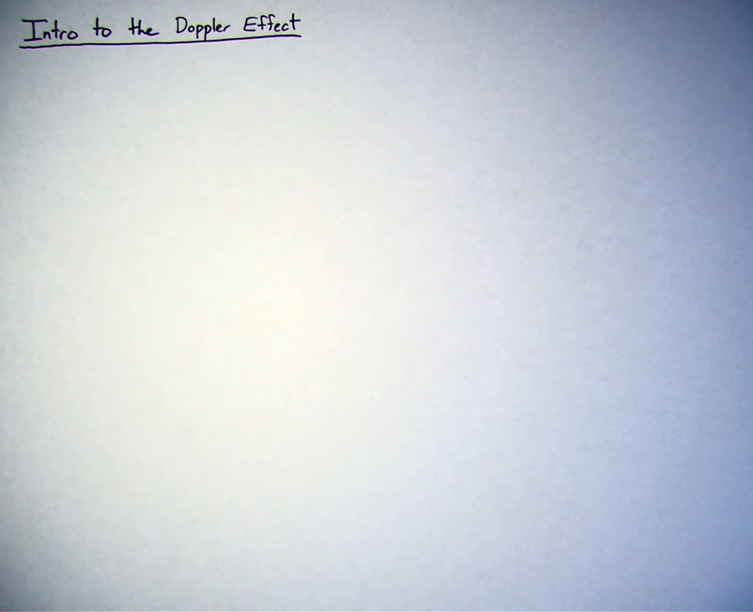The Doppler effect is an apparent shift in the frequency of a wave relative to an observer. So a lot of times we're going to be talking about how a wave is going to be affected because the source of the wave is in motion.